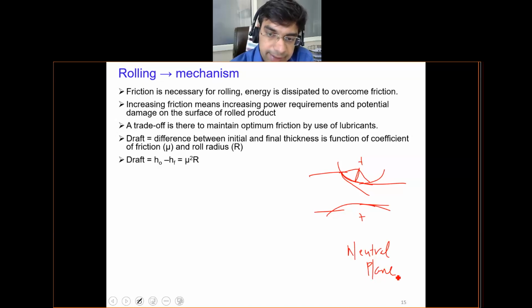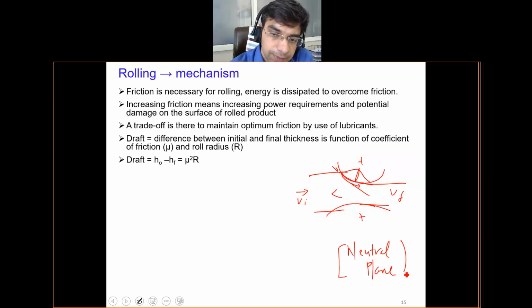You can also understand that as the thickness is getting reduced and the length is getting increased, the velocity at inlet is always less than the velocity at outlet. At the neutral plane, the surface velocity of the roll and the velocity of the workpiece become equal. But beyond this, the final velocity of the product is higher compared to the initial velocity. This is basically to compensate for the increased length of the product. And the neutral plane is the plane at which the compressive stresses are maximum.